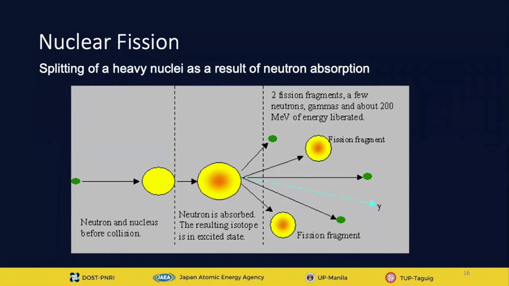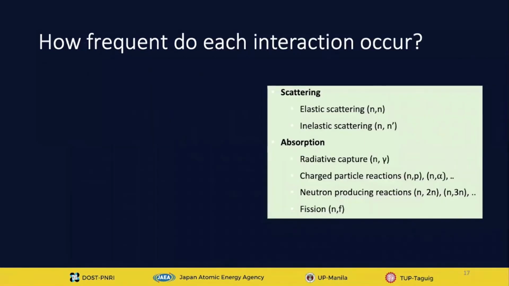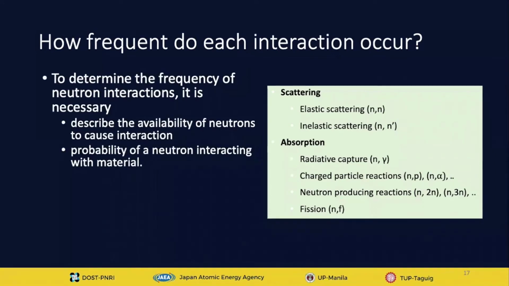Perhaps a more interesting question to ask is how frequently each of these interactions occurs whenever a neutron passes through matter. To determine this frequency, it is necessary for us to first describe the availability of the neutrons that would cause this interaction and the probability of a neutron to interact with the material. The probabilities exist for any of these interactions to occur, depending on the energy of our incident neutron and the type of nuclide with which the neutron interacts.